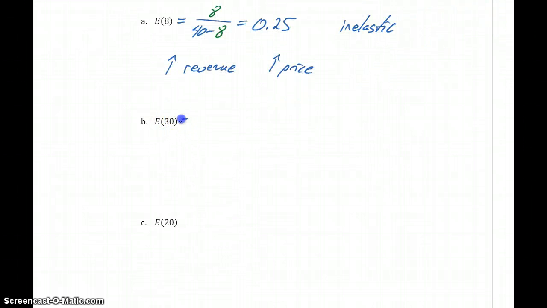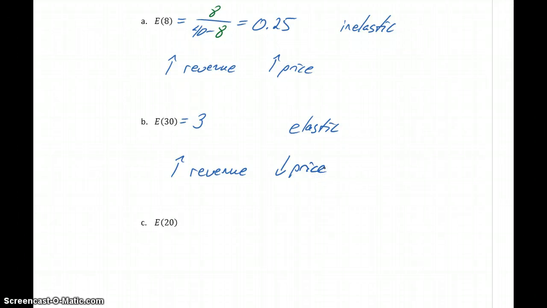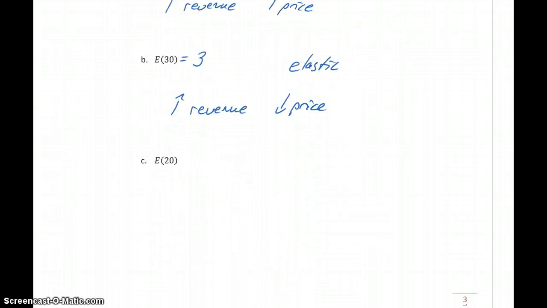In part B, we want to evaluate E of 30. So again, we'd take 30, plug it into our elasticity function, and we would get 3. So since that's greater than 1, demand is elastic, which means to increase revenue, we would want to decrease price. So by decreasing price, we're going to draw more people to come in and buy that product. So even though we're making less per item, we have more people purchasing it. So in the long run, we're making more revenue.